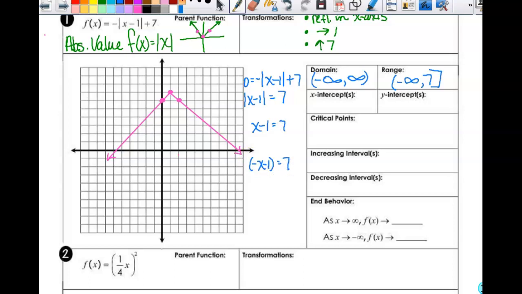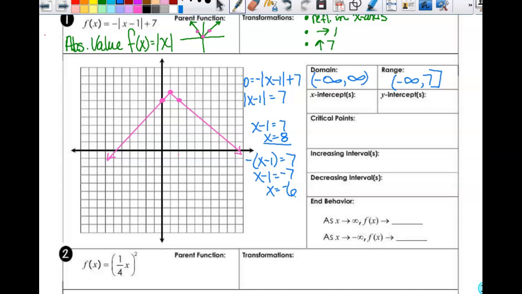Okay. Negative x minus 1 equals 7. So then here I get x equals 8. And here I'd get x minus 1 equals negative 7. So x equals negative 6.